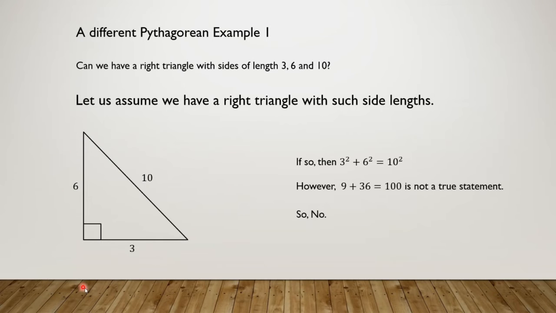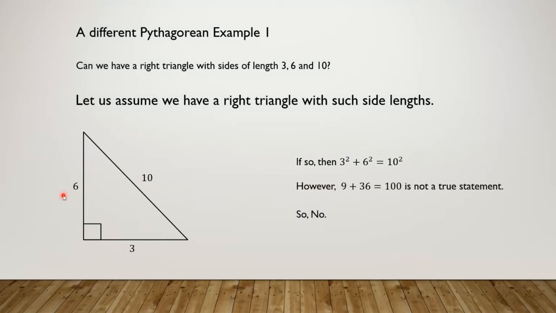So we can't have such a right triangle. Again, for a right triangle like this to exist, it would have to look something like this, or maybe the 6 and 3 could be interchanged. But the longest side would have to be the hypotenuse, and Pythagorean's theorem would have to hold. And as we can see, Pythagorean's theorem does not hold. So we can't have a right triangle like this.